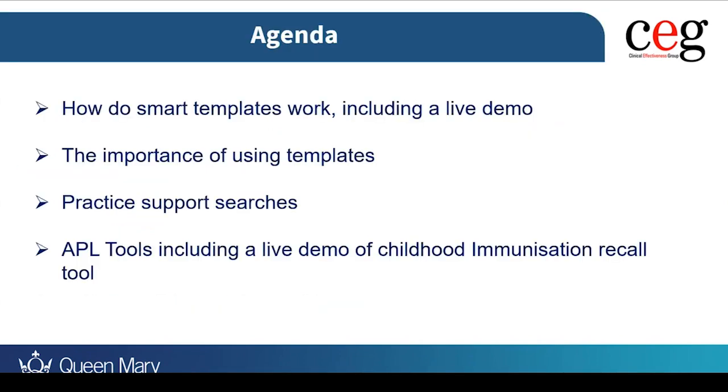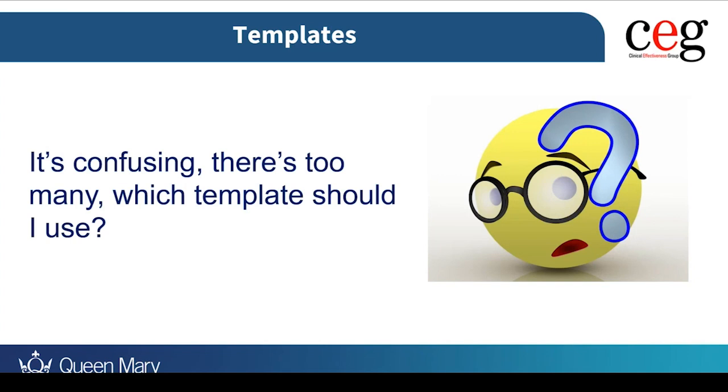Next slide, Tracy. Okay, so today what we wanted to cover is CEG smart templates, how they work, and we'll do a live demonstration on 3 of our main templates on System 1 and on EMIS. Also the importance of using the templates. Practice support searches: we'll briefly go through support searches and where they are and how you can access them. And we'll demonstrate the APL tool, mainly the child immunization recall tool. I'm now going to pass you over to Tracy.